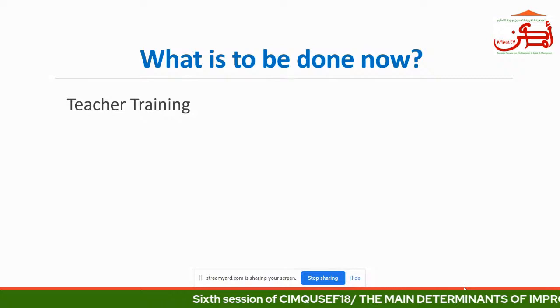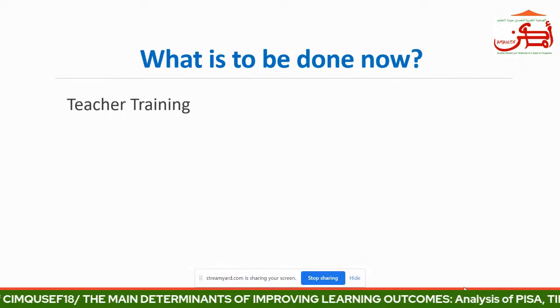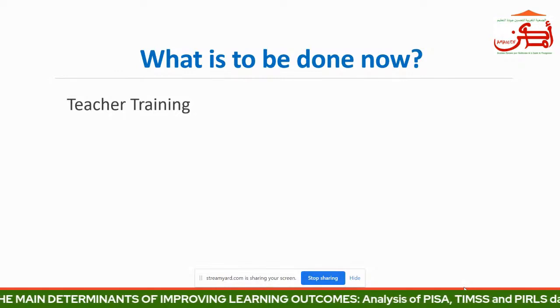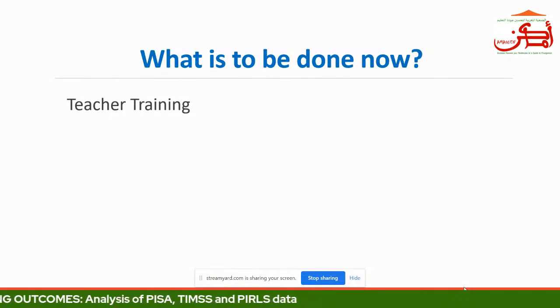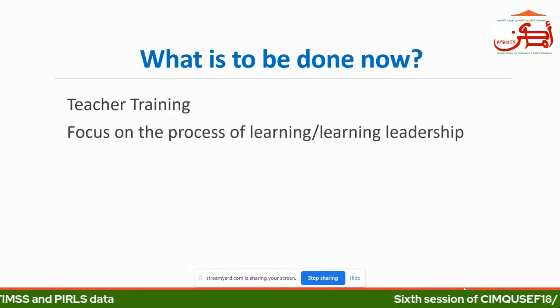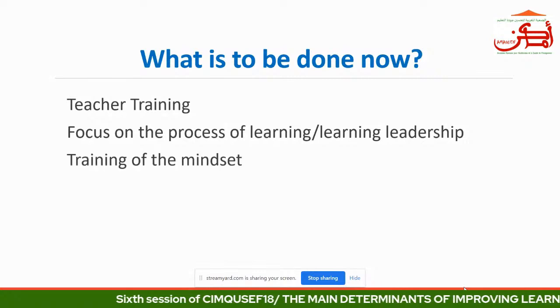So next is what is to be done now. For example, teacher training. I feel that teachers should be trained in learning leadership, how to transform students from mere listeners to learning leaders. That is to be done, and the teachers need to be trained in this area. And the focus should be more on the process of learning than the learning outcomes.